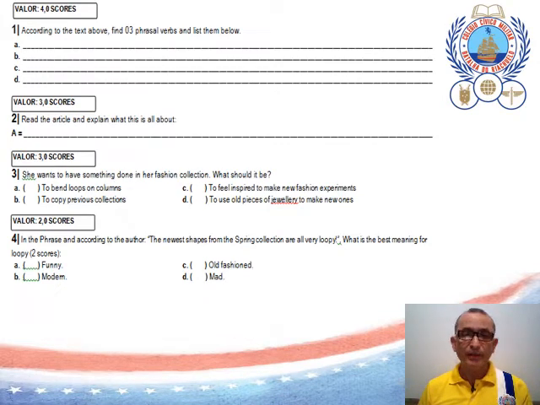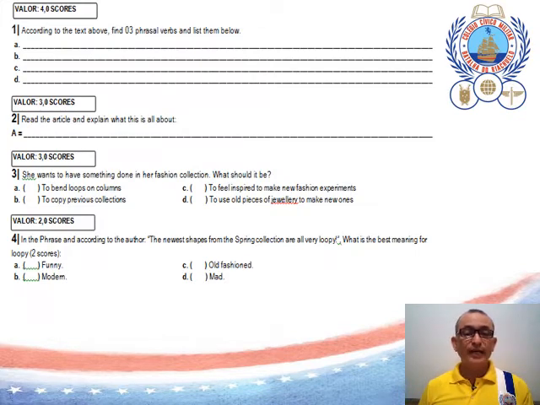To feel inspired. Legal dizer assim, né? Good to say like that. To feel inspired to make new fashion experiments. O que é que ela está dizendo aqui? Que é para se sentir inspirada para fazer novos experimentos de moda, que é legal também. That's good too. Ok? D. To use old pieces of jewelry to make new ones. Ela está avisando que ela vai usar velhas peças, peças antigas de joalheria, de joias dela, né, que ela já tinha, para fazer novas peças. Ok?